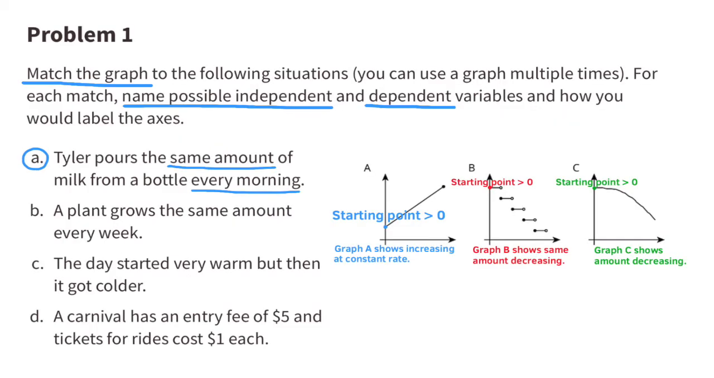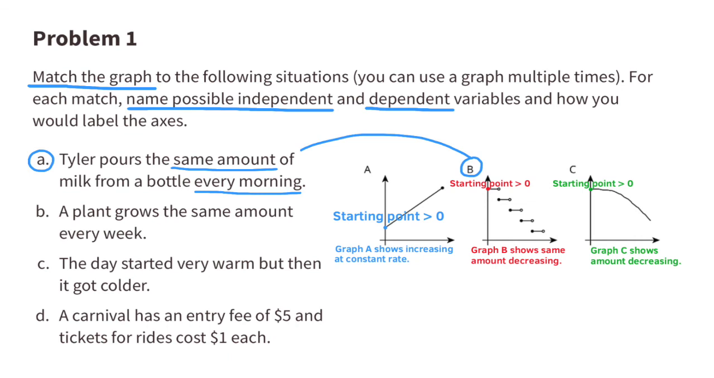A. Tyler pours the same amount of milk from a bottle every morning. That will match up with graph B. As you can see, each morning Tyler is pouring the same amount of milk, and the amount of milk in the bottle is decreasing as the days increase.